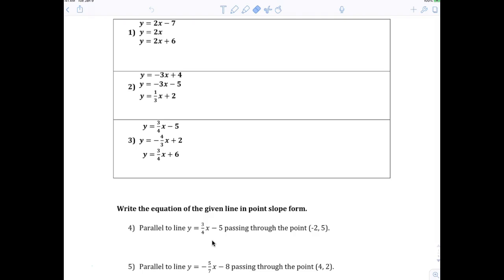Now, does anybody have any questions with that? That's the topic for today, guys. That's it. Lines are parallel if their slopes are the same, and lines are perpendicular if their slopes are negative reciprocals. Now, if you remember last week how to write equations, then this week is going to be easy.